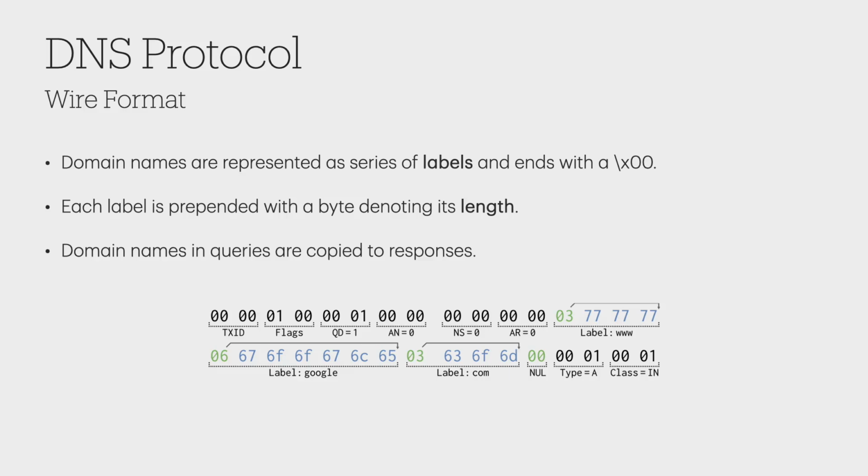Then, we need a general understanding of the wire format of the DNS protocol. In DNS packets, domains are represented as series of labels, divided by dot. Each label is prepended with a byte denoting its length. For example, the label www is represented as byte 3, followed by 3 Ws. A null terminator indicates the end of the domain.